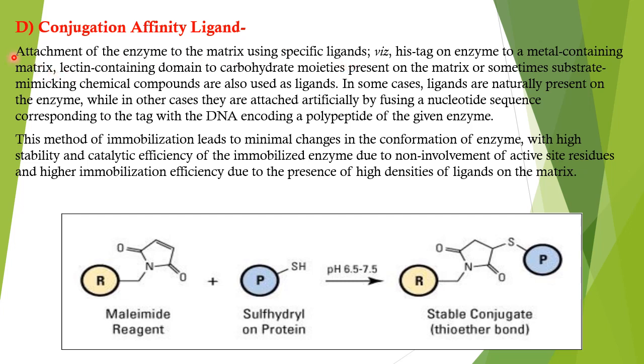So we will see it again: attachment of enzyme to the matrices using a specific ligand, like a His tag on the enzyme to a metal-containing matrix, a lectin-containing domain, a carbohydrate present in the matrix, and sometimes substrate-mimicking chemical compounds are also used as ligands. In some cases, ligands are naturally present on the enzyme, while in other cases they are attached artificially by fusing the nucleotide sequence corresponding to the tag with the DNA encoding the polypeptide of the given enzyme.